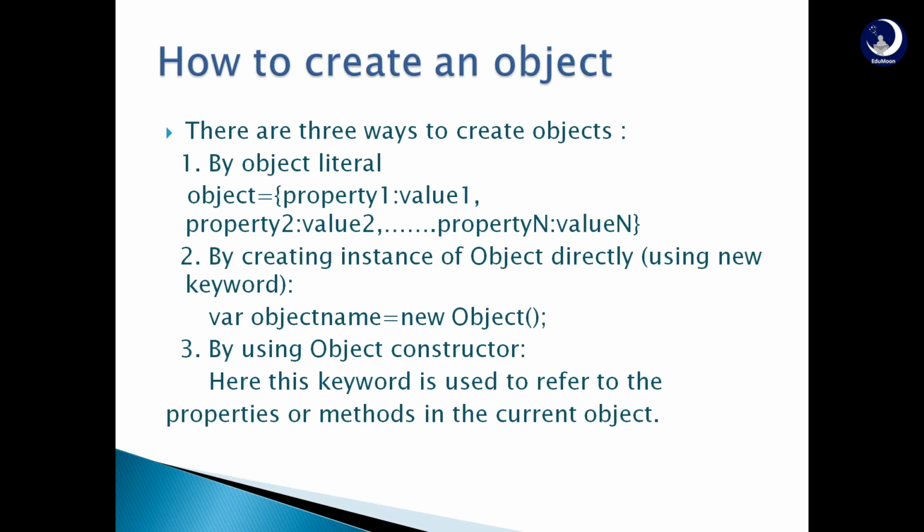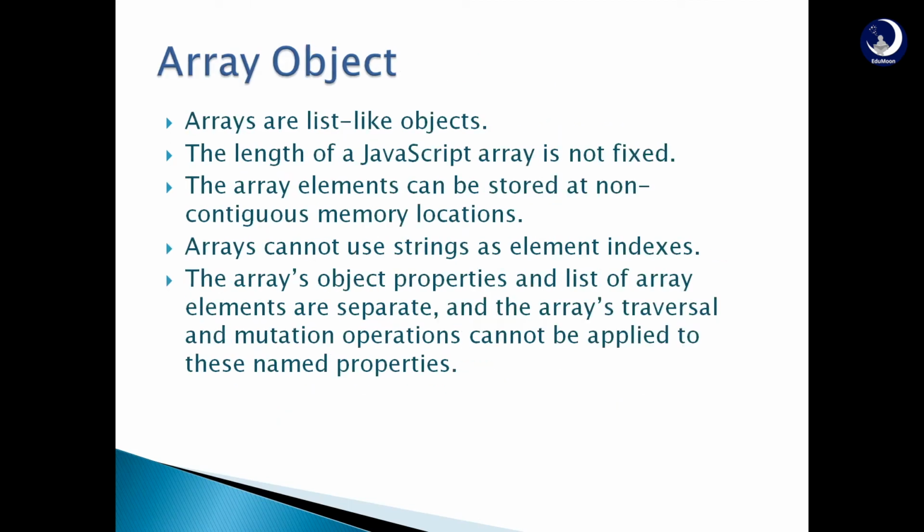And that is how you create an object in JavaScript. There are two more objects, array and string objects, which are predefined objects which you have to know while dealing with web technologies. Array objects.